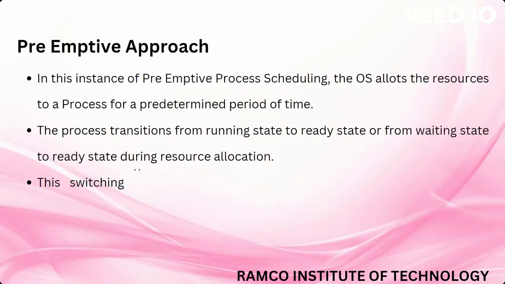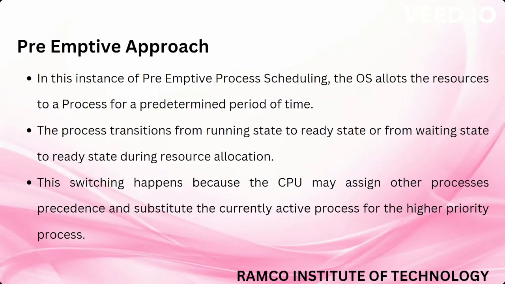Before seeing the example of FCFS, we should understand what the preemptive approach and the non-preemptive approach are. In the preemptive approach, the operating system allots the resources to a process for a predetermined period of time. The process transitions from running state to ready state or from waiting state to ready state during the resource allocation. The switching happens because the CPU may assign other processes precedence and substitute the currently active process for the higher priority process. This is the definition of preemptive approach.